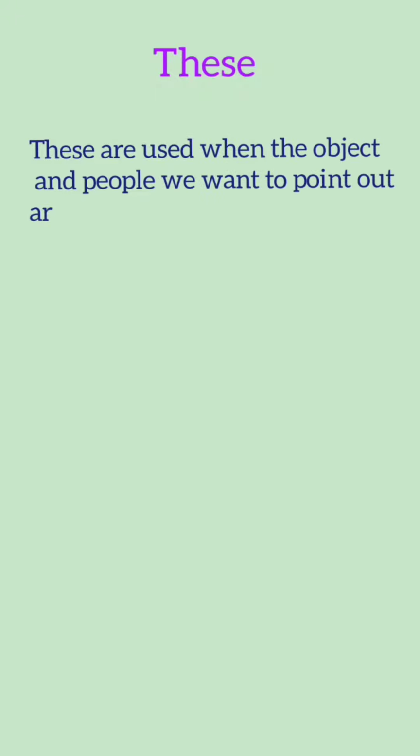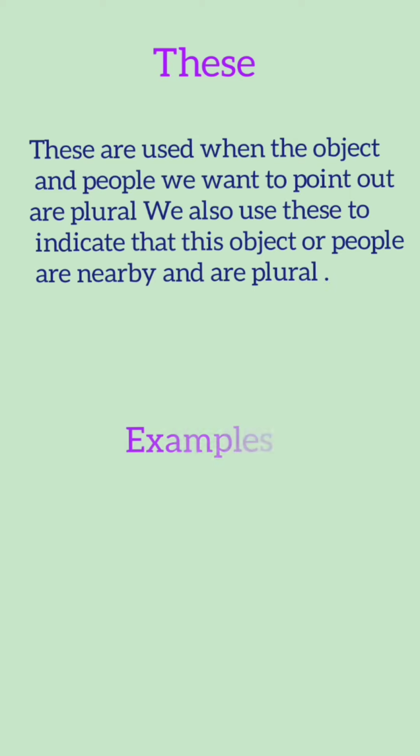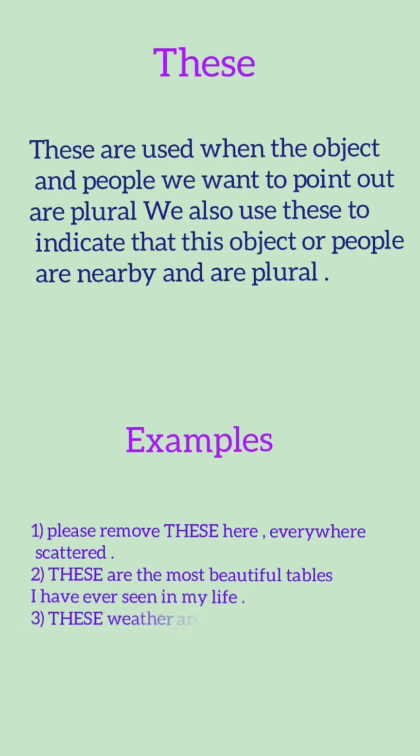These are used when the object and people we want to point out are plural. We also use these to indicate that this object or people are nearby and are plural. Examples: 1. Please remove these here. Everywhere scattered. 2. These are the most beautiful tables I have ever seen in my life.